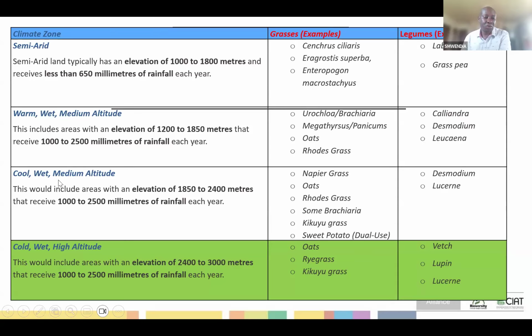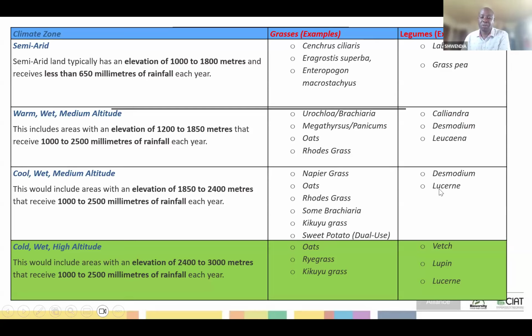The other category is cool, wet, medium altitude, elevation of about 1,850 meters to about 2,400 meters above sea level, and receiving a relatively large amount of rainfall, 1,000 to 2,500 millimeters. And again, we have an array of grasses that can also fit there, including napier grass, oat, Rhodes grass, and some brachiaria can fit there, like Basilisk, which is a cultivar. Kikuyu grass can also do well there, and sweet potato, although it's dual purpose and not necessarily a legume, connects very well and contributes to animal feeds very nicely, especially for the calves.